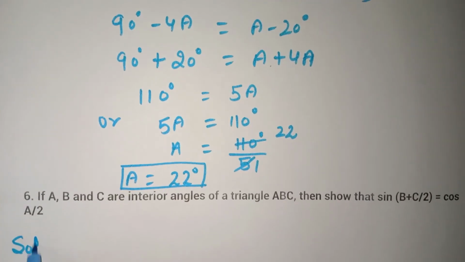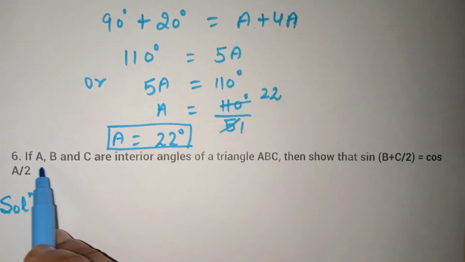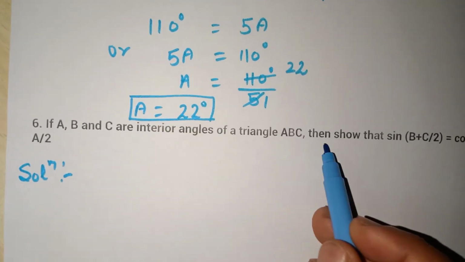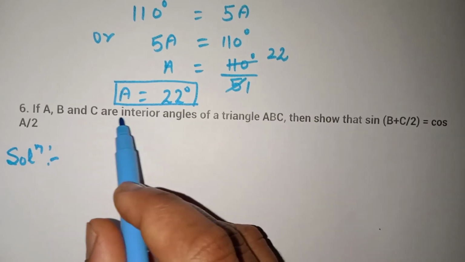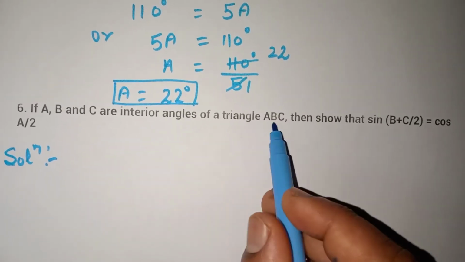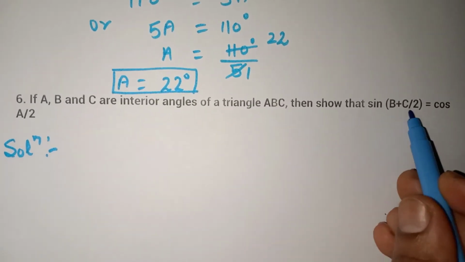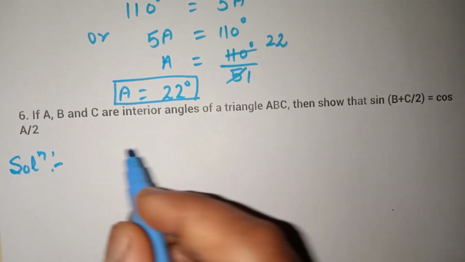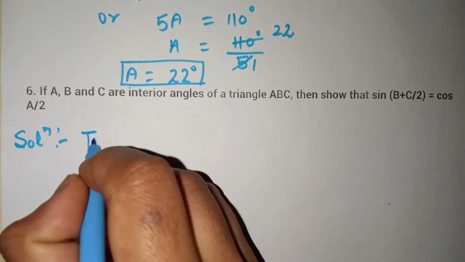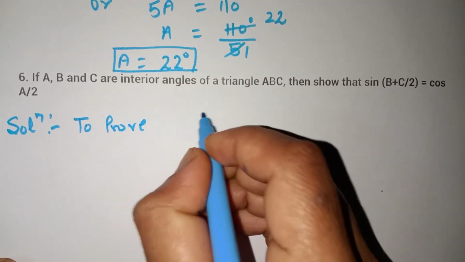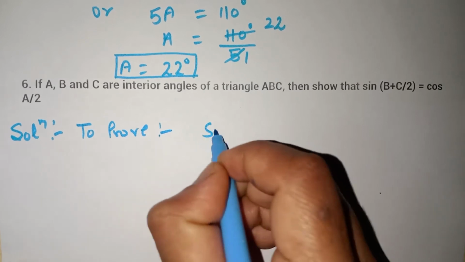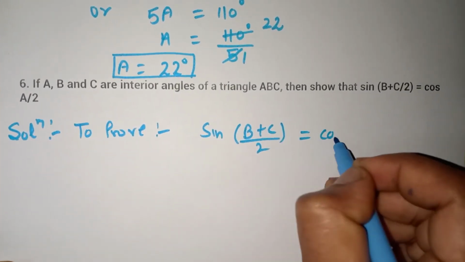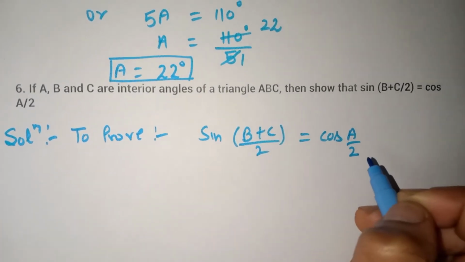Next question is question number 6. If A, B and C are the interior angles of a triangle ABC, then show that sin((B plus C) divided by 2) is equal to cos(A by 2). We have to prove that sin((B plus C) divided by 2) is equal to cos(A by 2).